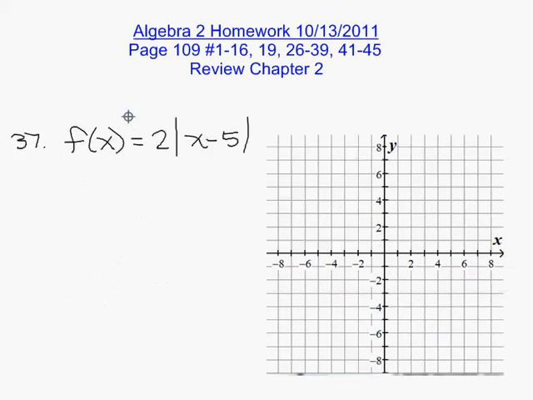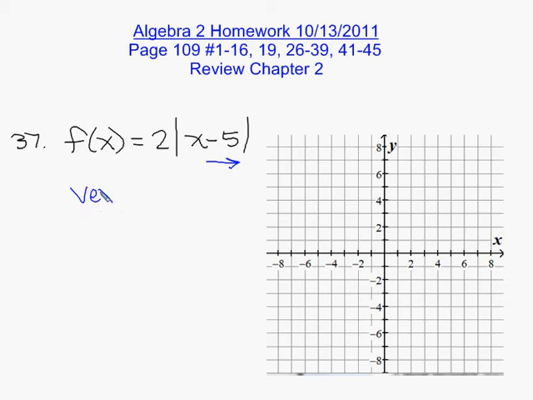Okay, let's go to the next one. This one has 2 transformations. Its vertex has been moved right 5 spaces, because you go the opposite direction of the sign, and then its slope is 2, which means it's going to be taller. It's going to be vertically stretched.